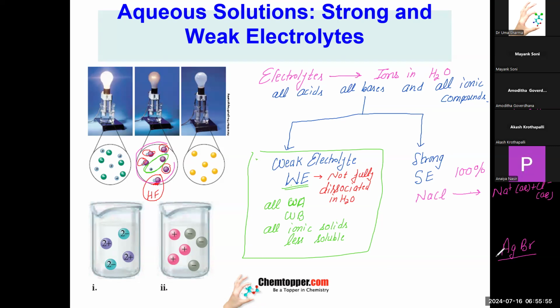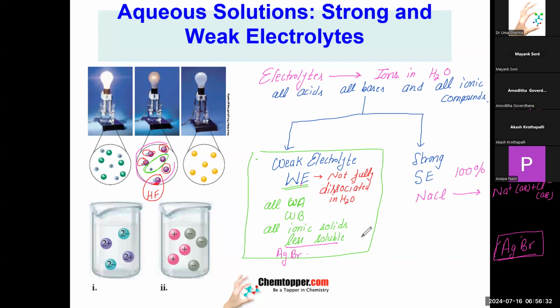So is it soluble or not soluble? This one, not soluble. But it's an ionic compound which is less soluble. So it's a weak electrolyte. It falls in this category, AgBr. Because it's not going to be totally 100% dissociated. It will dissociate, but to some extent, that's it. Rest all will remain as solid, will precipitate out. You're understanding my language, children? Akash, Amodita?